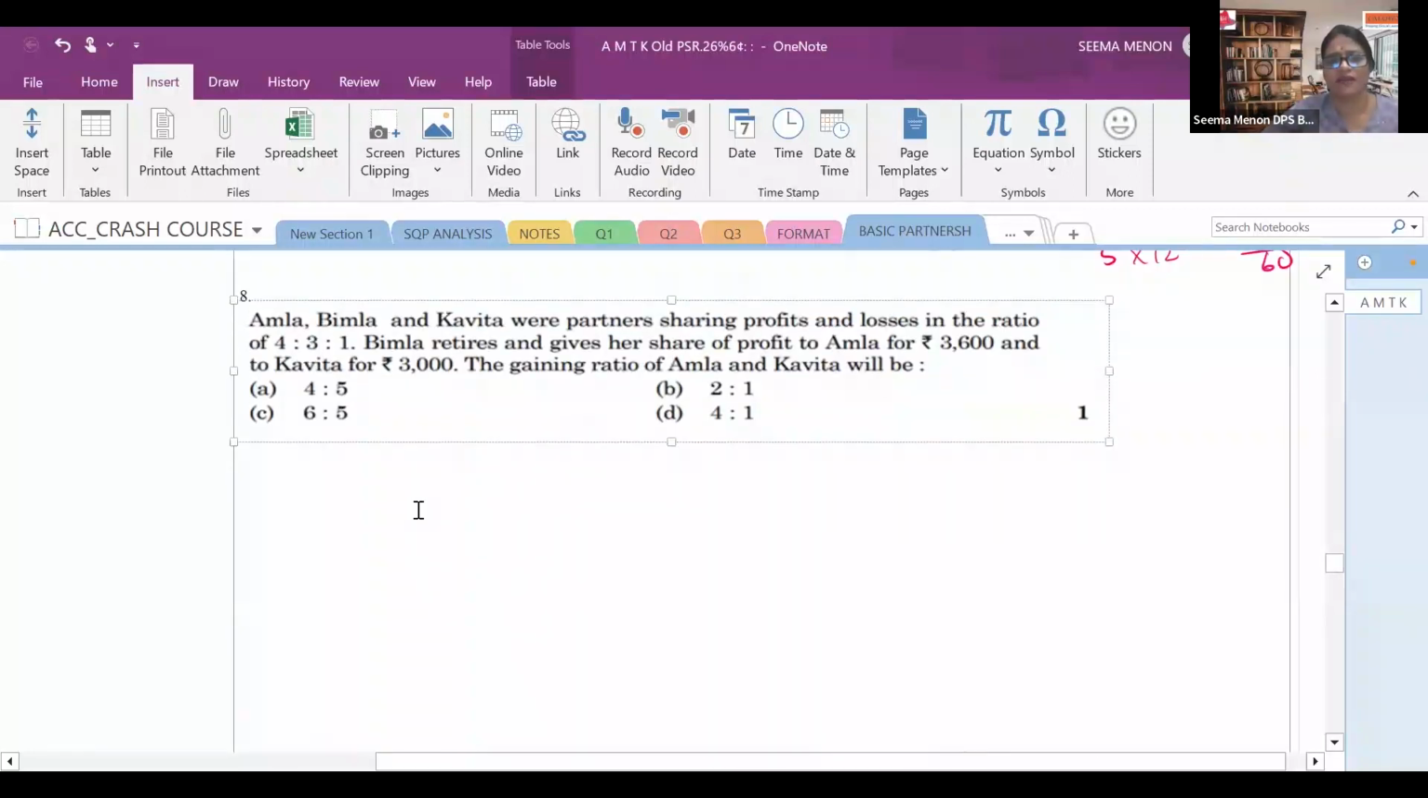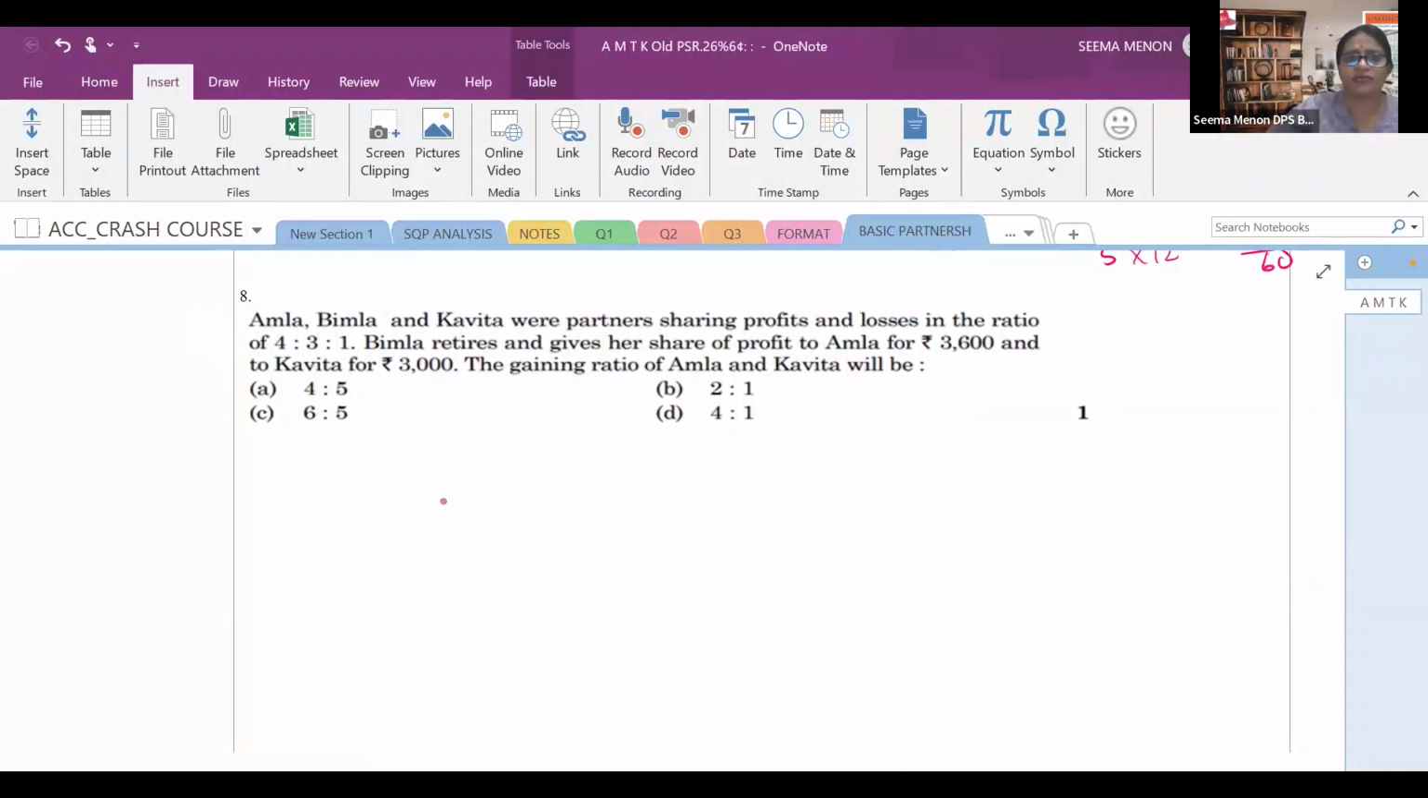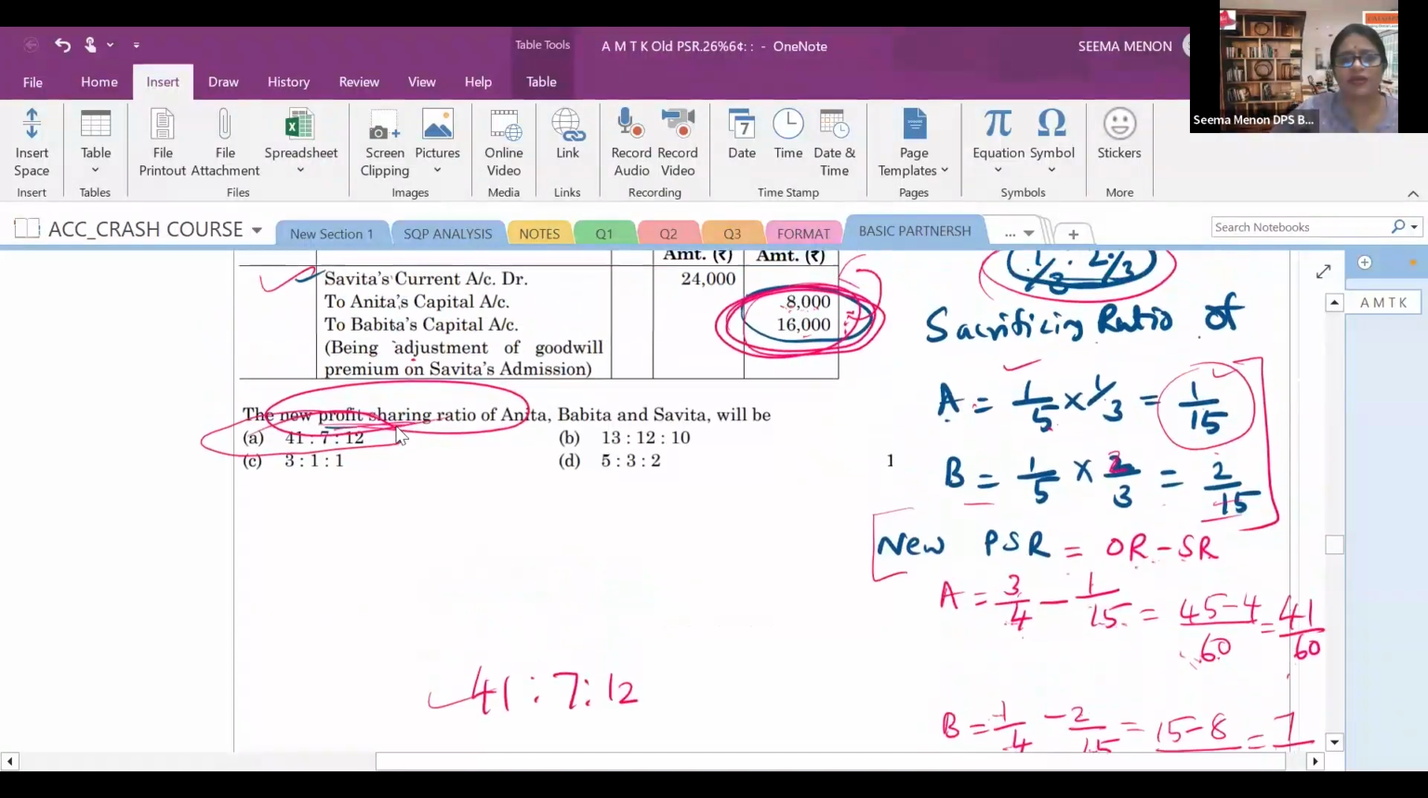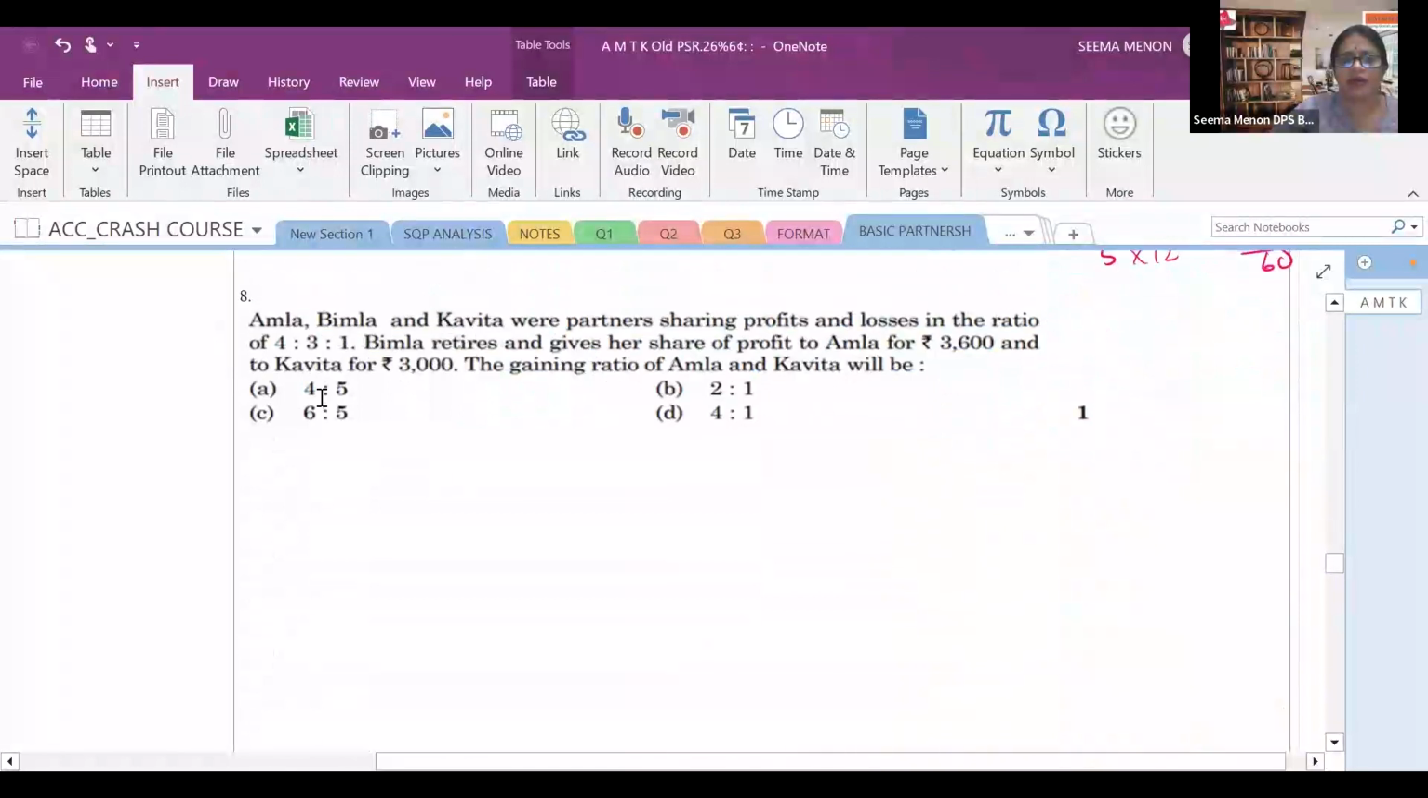Again, next one is again a 1 marker question. Let's solve that also here only. You can see the question. The previous question, I think you are clear with the answer. Now this question number 8. Amala, Bimala and Kavida, short name we can take ABK, were partners sharing profits and loss in the ratio of 4:3:1. Bimala retires. This is regarding gaining ratio, sacrificing ratio.